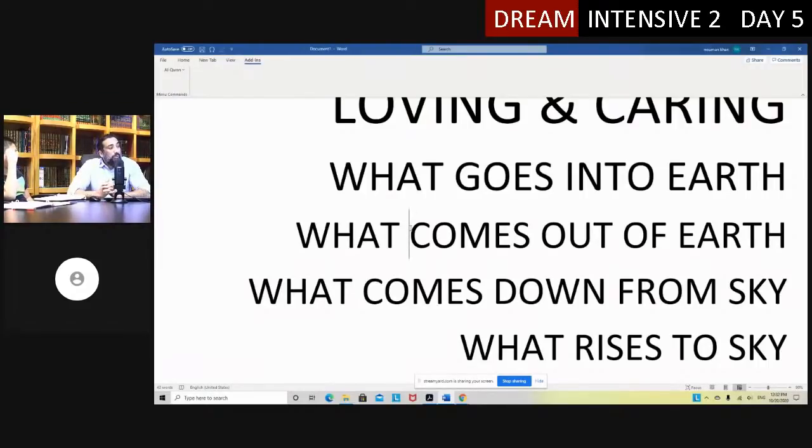Very good. What else? And what comes from the sky? Water. Rain comes from the sky. And what goes up to the sky? Well, vapor. Water vapor, and it forms the clouds. So what goes into the earth is the water, and the seed. What comes out of the earth is the plant. What comes from the sky is water. What rises to the sky is the vapor.